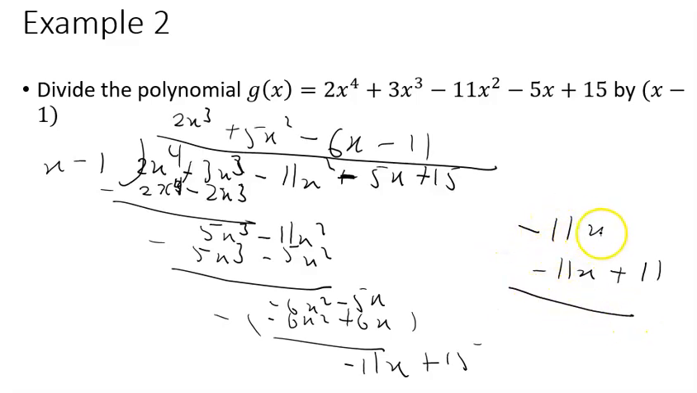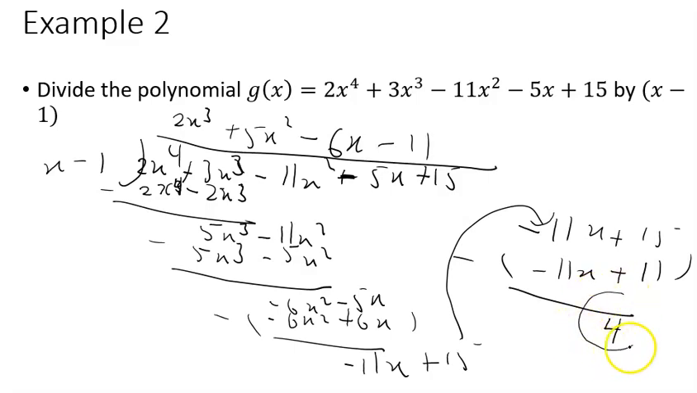So let me repeat this one here. Minus 11s plus 15. Minus 11s plus 11. So let's subtract. Minus 11s minus minus 11s becomes 0. And lastly, 15 minus 11 is what? That is positive 4. So this is the quotient. And the quotient will be 2s cubed plus 5s squared minus 6s minus 11. This is the divisor. And remainder is what? Positive 4. I hope you learned something today.